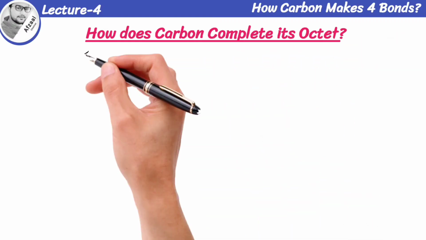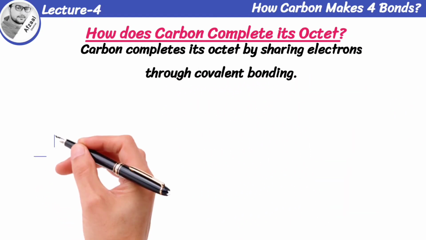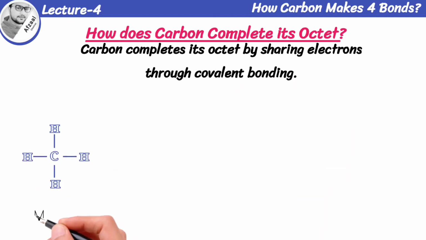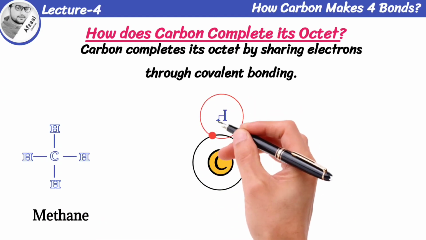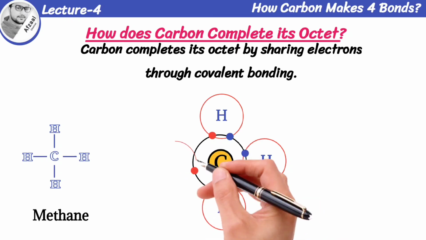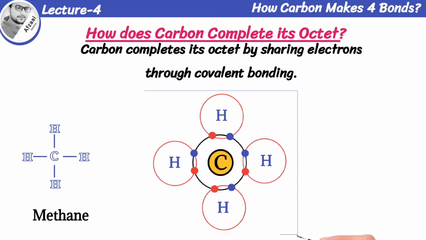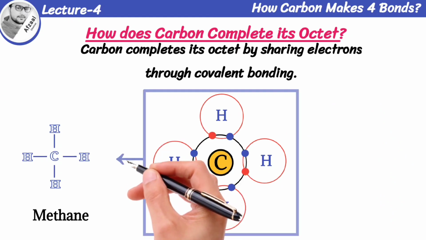Carbon completes its octet by sharing electrons through covalent bonding. For example, when carbon bonds with 4 hydrogen atoms in methane, each hydrogen atom shares 1 electron with carbon, and carbon shares 1 electron with each hydrogen atom. This sharing of electrons completes the valence shell of both carbon and hydrogen, resulting in a stable molecule.